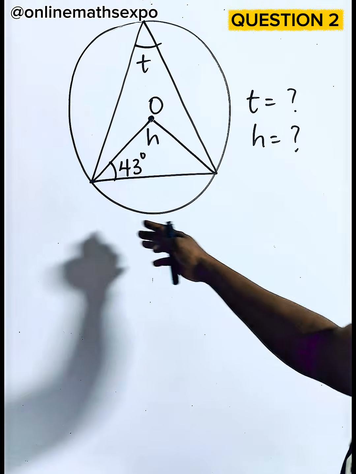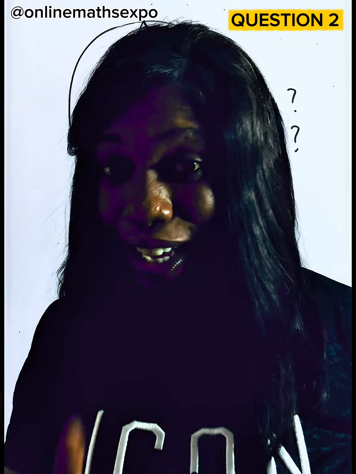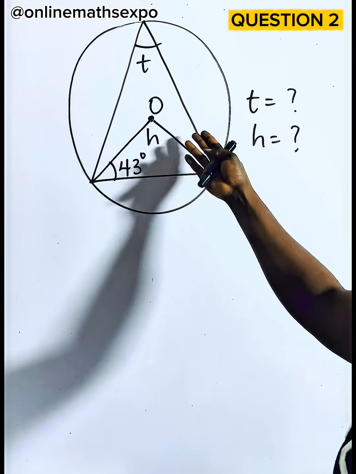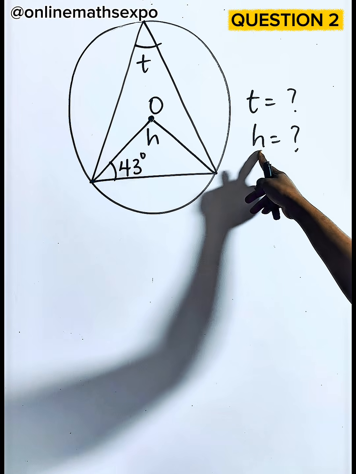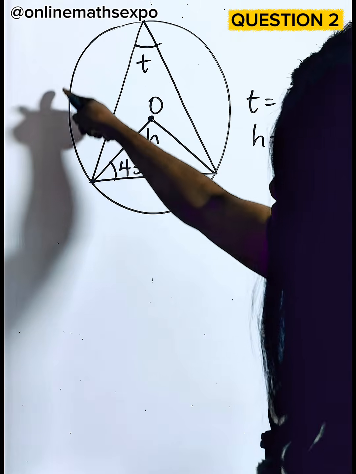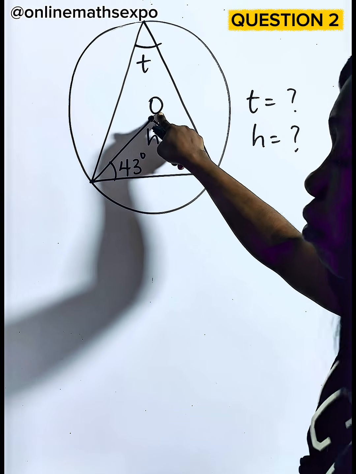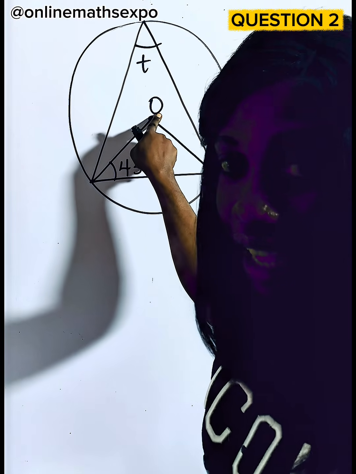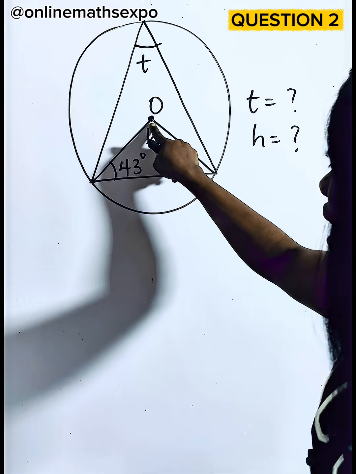When you see this kind of question on circle geometry, how do you solve it? Let me teach you. Now, when you look at this, the question is asking us to find this letter T and H. Now, this is your circle, and this point is the center. This O, most times we use O to show the center of a circle when we are dealing with geometry. Now, this O is the center of the circle.